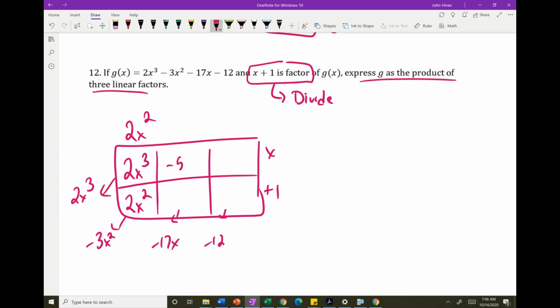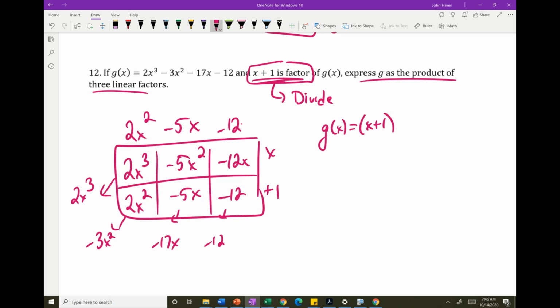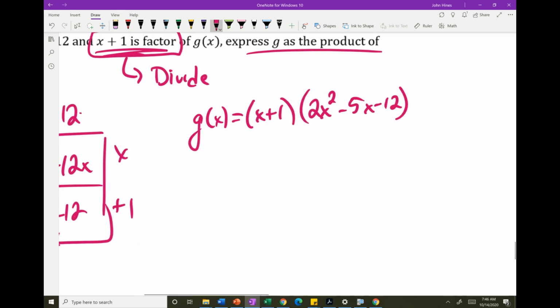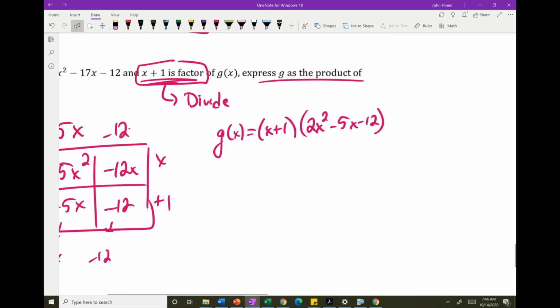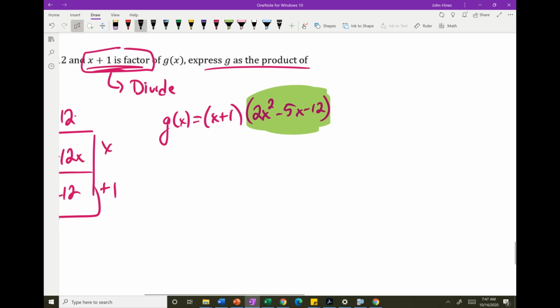Hopefully you're really good at division right now. Negative 5 and 2 makes negative 3. I need negative 12. And notice I have a remainder of 0 because I told you it was a factor. So that means g of x, how can I factor it? X plus 1 is one of the factors, and we just found out the other factor was 2x squared minus 5x minus 12. So now I need 3 linear factors, which means I've got to factor this guy some more.